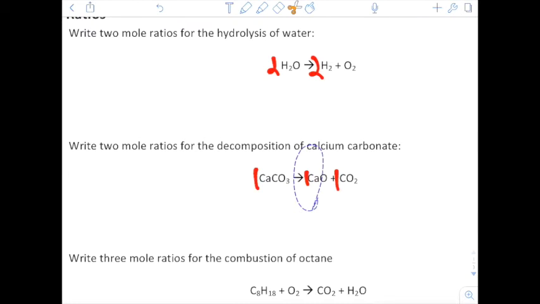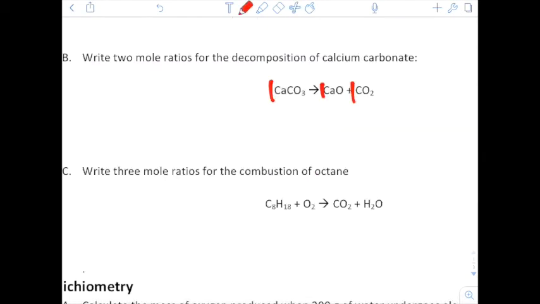And then the last one, this one's a little bit harder because it's harder to balance. I'll give you the balanced equation: 2, 25, 16, and 18. Go ahead and see if you can figure out how I balance that. And then it's just, we can say we have a 2 to 25 ratio, a 2 to 16 ratio, a 25 to 18 ratio when we're talking about those.